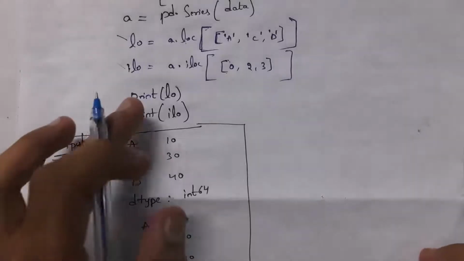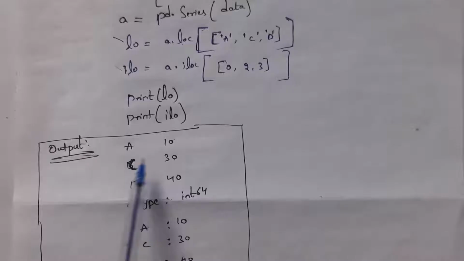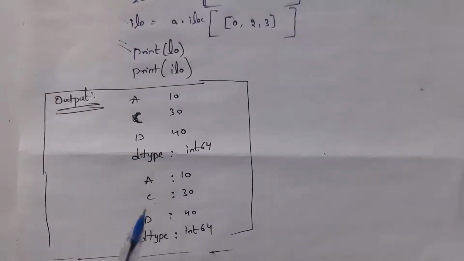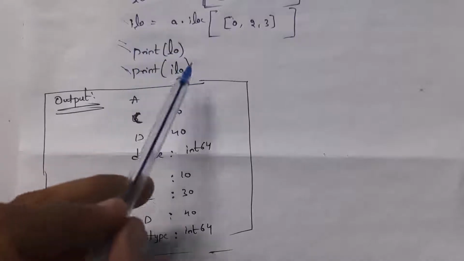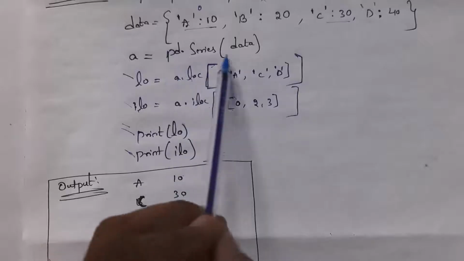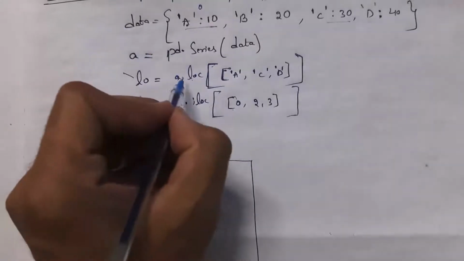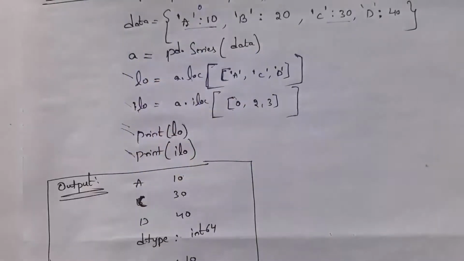So whenever you write here print(lo) and print(ilo), this is my output. It will print A 10, C 30, D 40, data type int64, and next it will print A 10, C 30, D 40 and data type int64. This is the result for ilo. So by using loc and iloc attributes, you can select multiple elements from a series. So here from this series, I am selecting multiple elements. That is why I wrote here a.loc, a.iloc, because my series is present in variable a.